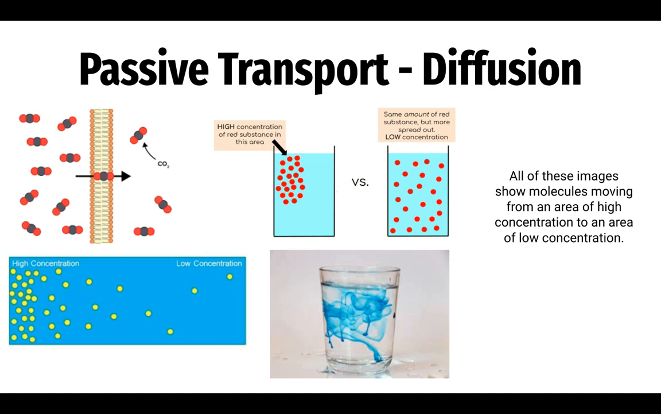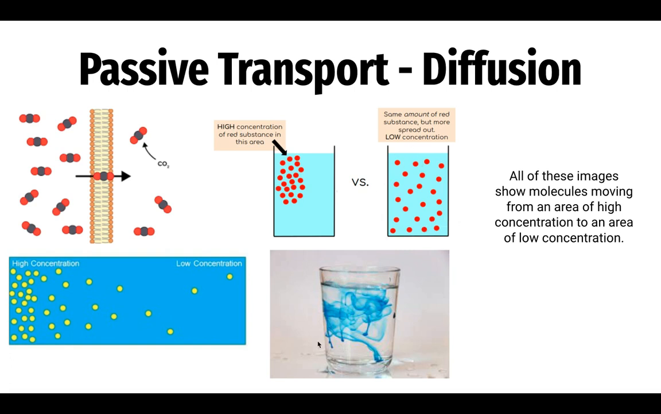Okay, so this is just some more pictures here for you. We have diffusion. We have CO2 being diffused from an area of high concentration to an area of low concentration. It's a gas. Okay, it's going to go straight through. We have here an example of putting a red substance like red dye or something. Okay, high concentration is going to spread out towards a lower concentration, which is out here. That's how we get an equilibrium like this.